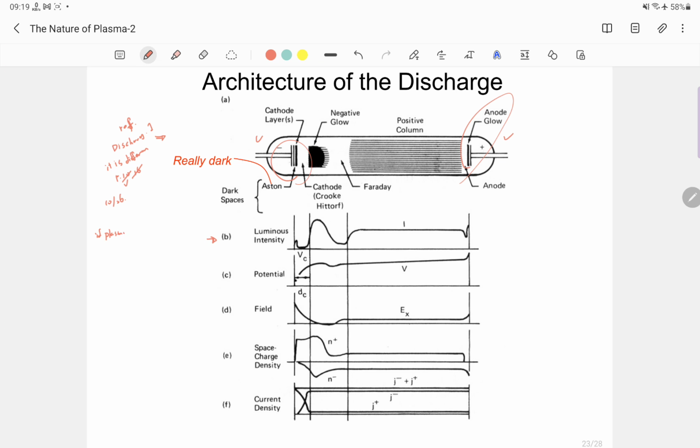So in order to keep a continuous plasma or continuous discharge process, one needs a cathode, an anode, the cathode layer or cathode region, and then the negative glow, the edge of the negative glow.